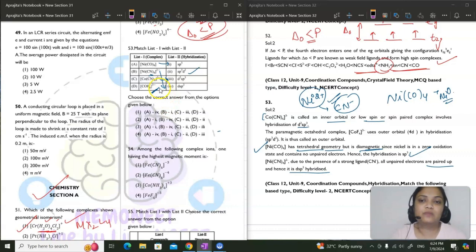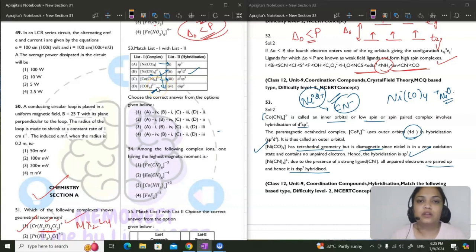For [CoF6]3-, the outer d orbital is used, which is 4d, so it's an outer orbital complex and its hybridization is sp3d2. So A1, B4, C3, C3 is there, meaning d2sp3, and D2.